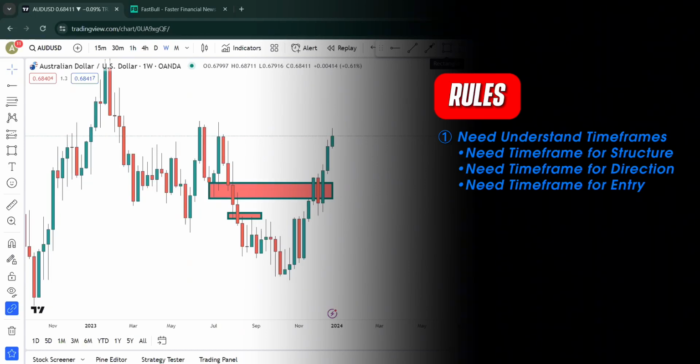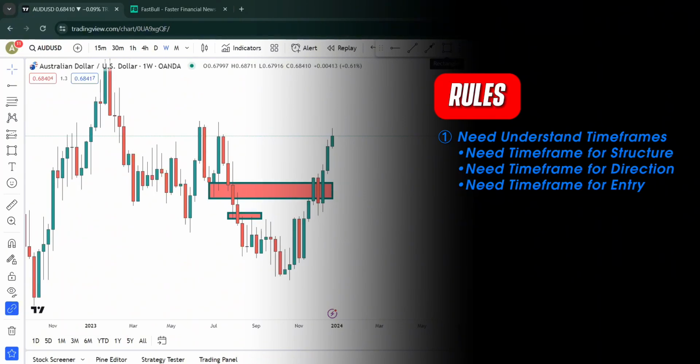So you need to understand exactly the time frame that you're using, right? So that's the first one. We need to understand the time frames, right? Personally, I use monthly for my directional bias, and then weekly for my structure, right? So that's what we're going to be focusing on.